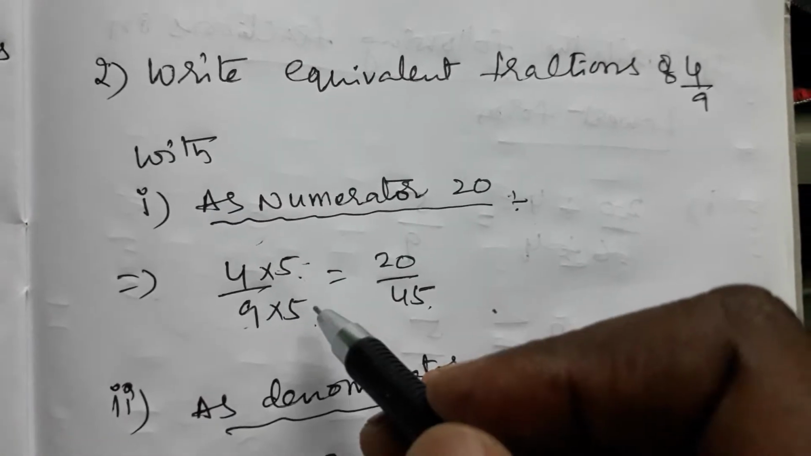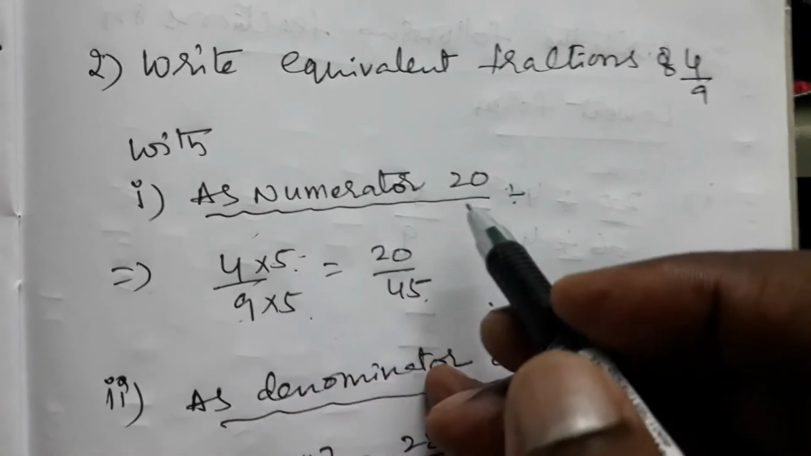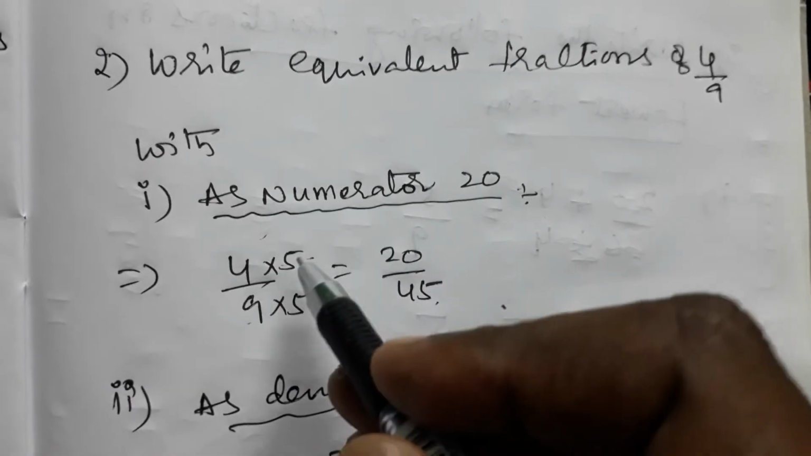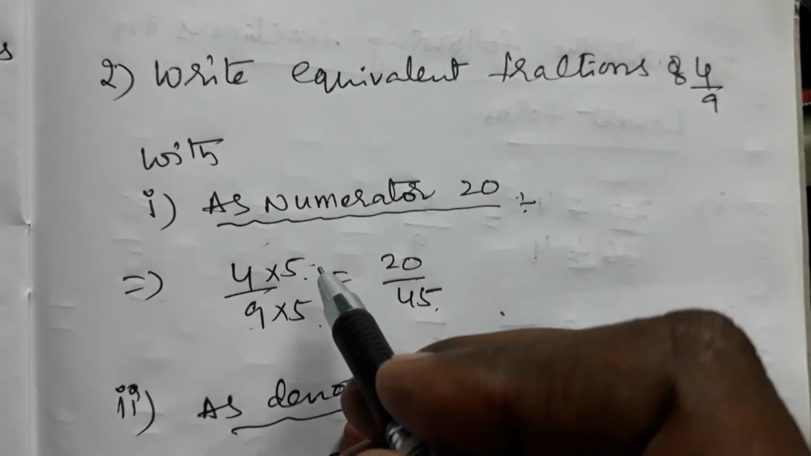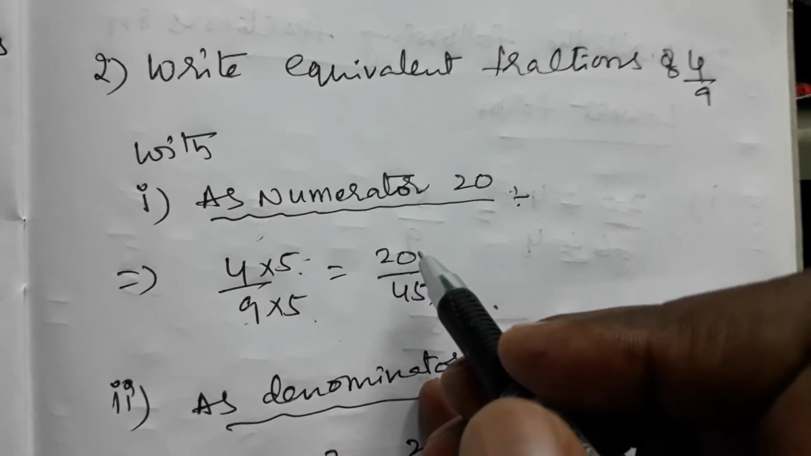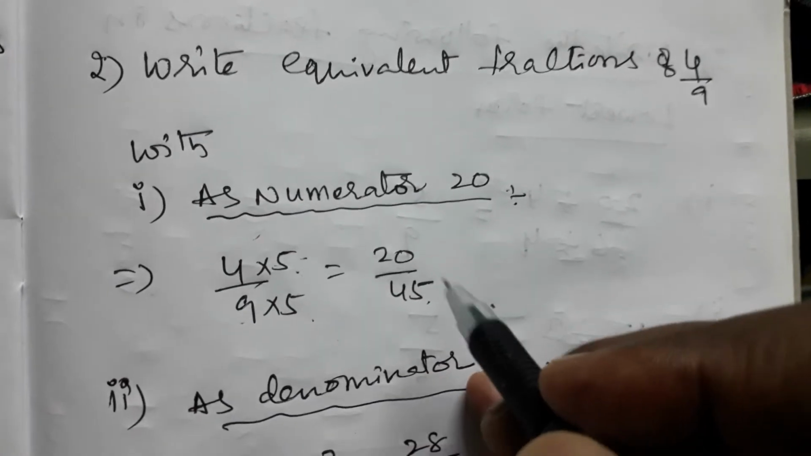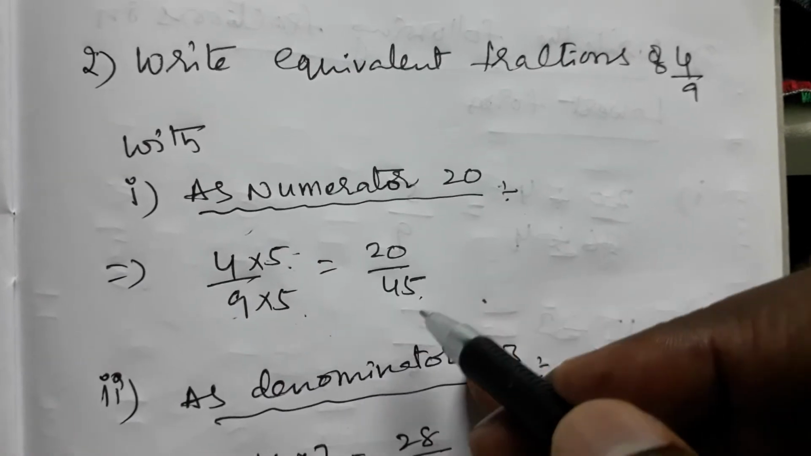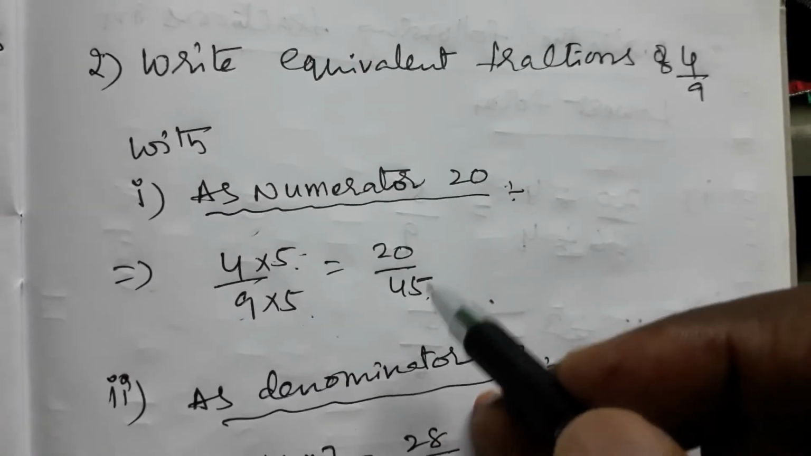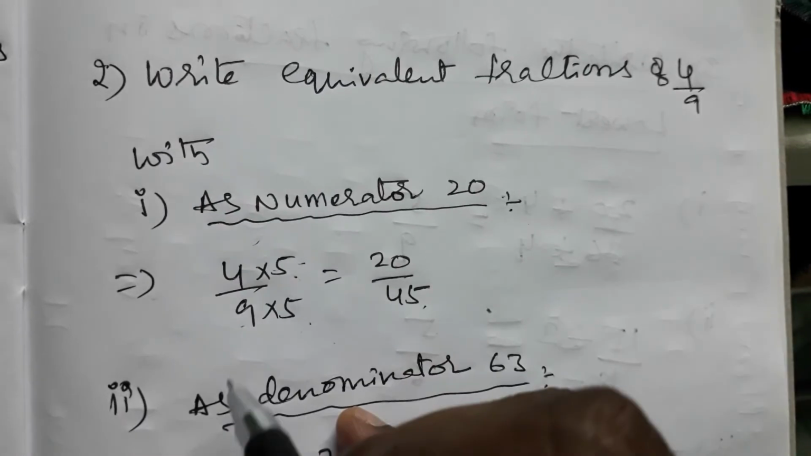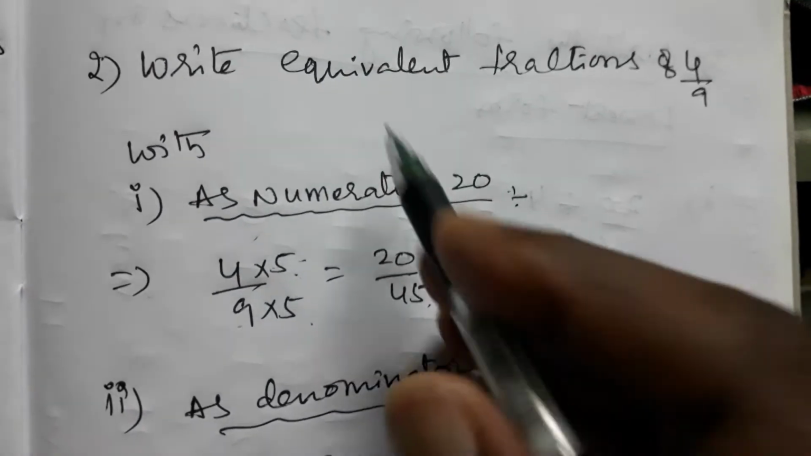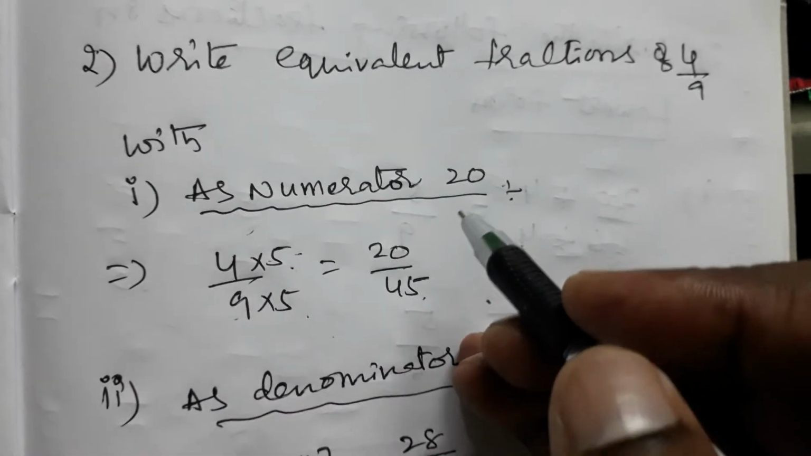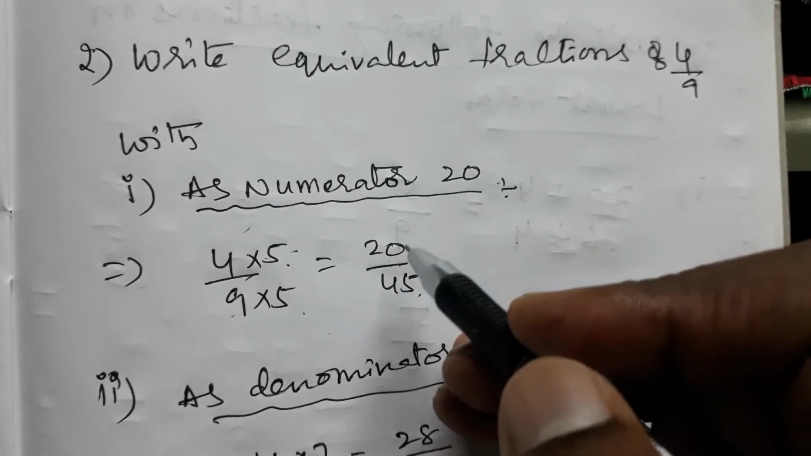But why am I multiplying with 5? As per the condition, he asked numerator must be 20. So that is why I multiply the given fraction with 5. Then you will get numerator 20. And to get an equivalent fraction, denominator also multiply with 5. Then you will get 20 by 45. This is the new fraction equivalent to 4 by 9. We were asked for an equivalent fraction to 4 by 9. We got the equivalent fraction to 4 by 9 by following the condition of 20 as numerator.